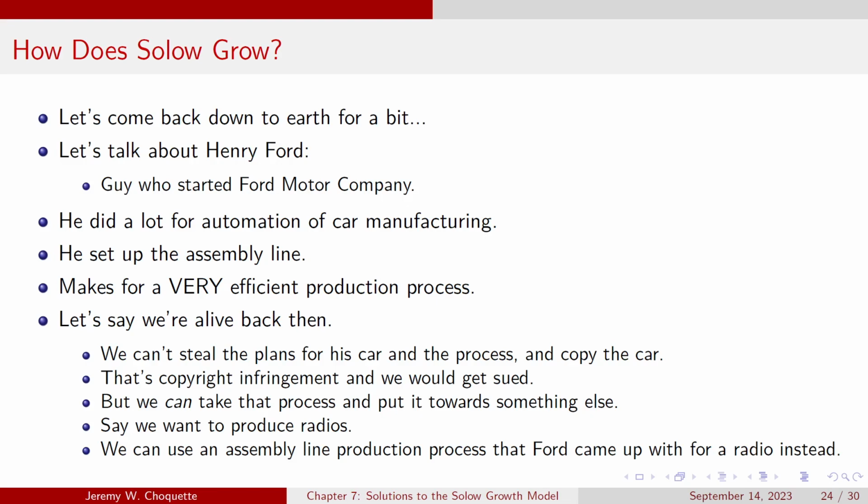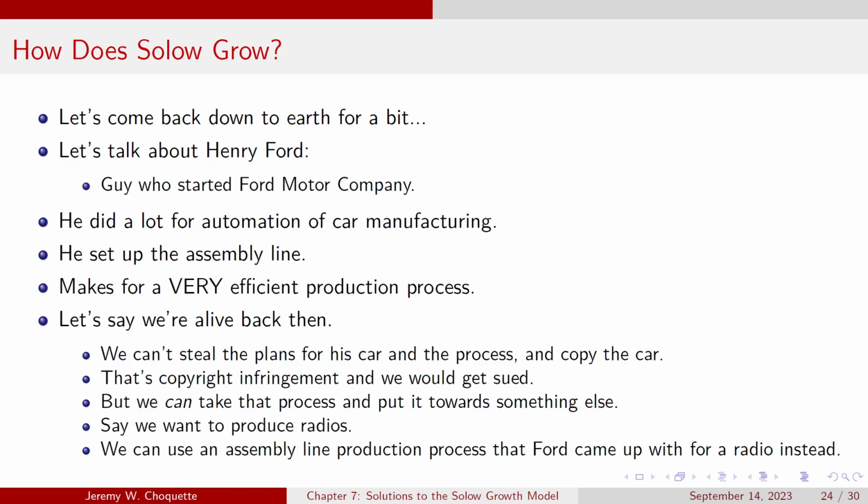Okay, let's say we are alive back then. We can't really steal the plans for his car and the process and then copy the car. That's copyright infringement. We'd get sued, and it's just wrong, right? Don't steal somebody else's idea. Come up with your own. What we can do is take that process and put it towards something else. So I can't say, hey, I just want to make the exact same car the exact same way. But I can go, I want to make a different product in a similar way.